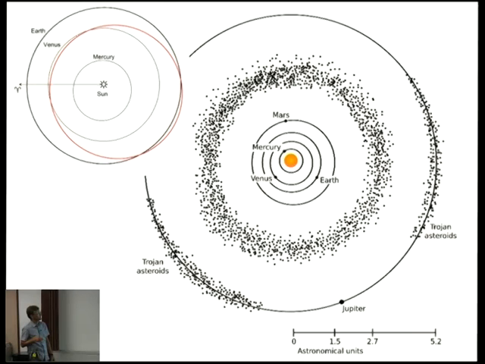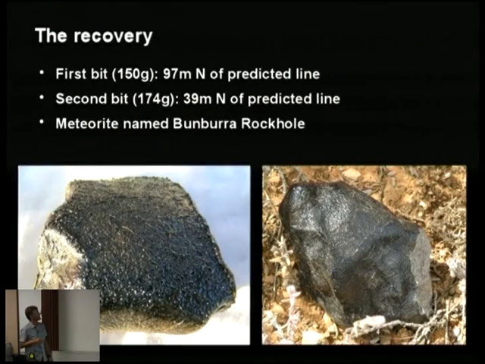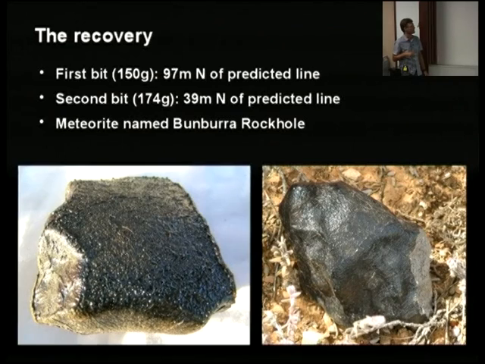Usually meteorites cross the Earth orbit and come from the main asteroid belt, but this one was already traveling mostly inside the Earth orbit, and it was even crossing the Venus orbit. And here's the recovery. The first bit was 150 grams and the second one 174, and both of them were found closer than 100 meters from the predicted fall line. And it was named Bambara Rock Hole.